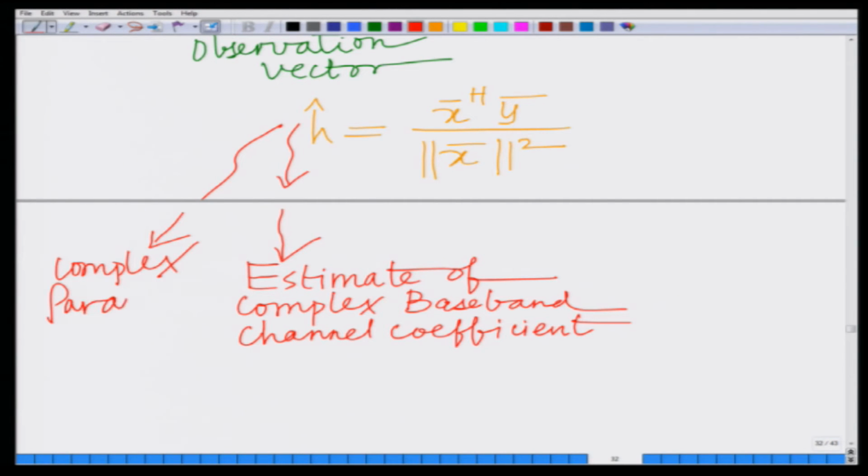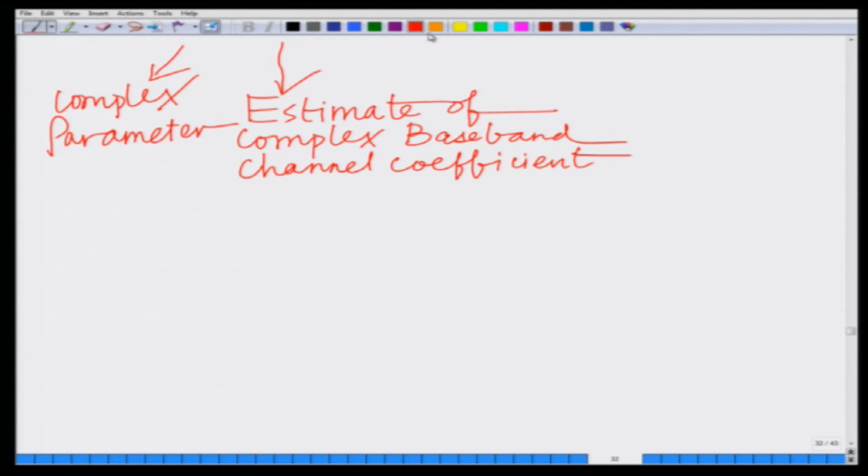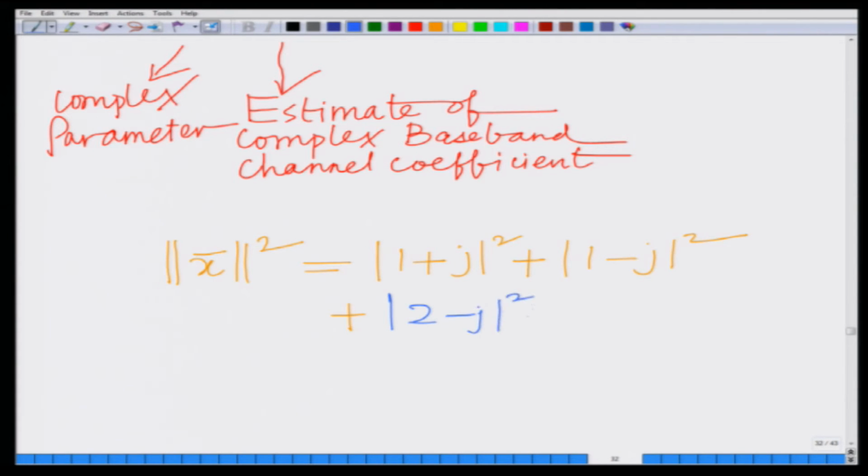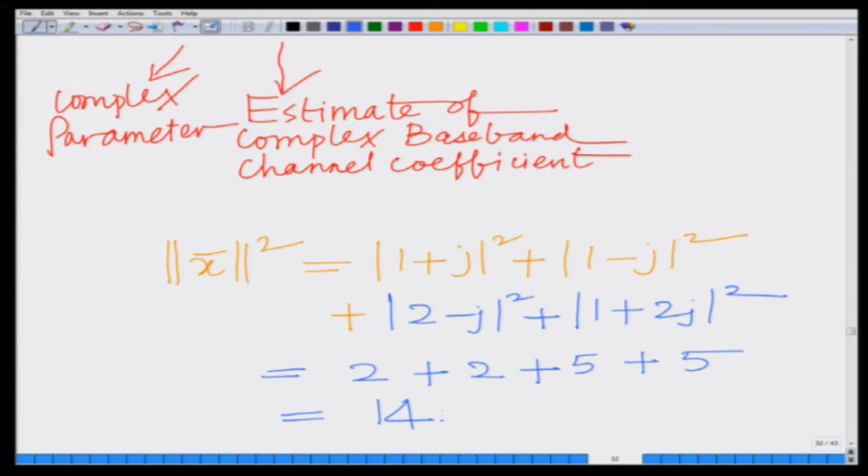Naturally, this is a complex parameter, and therefore, let us compute the quantities one by one. I have norm x bar square, which is the norm square of the pilot vector, given as magnitude of 1 plus j square plus magnitude of 1 minus j square plus magnitude of 2 minus j square plus magnitude of 1 plus 2 j square, which is basically 2 plus 2 plus 5 plus 5, which is equal to 14.